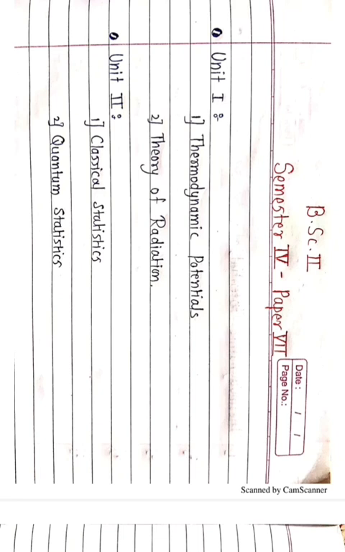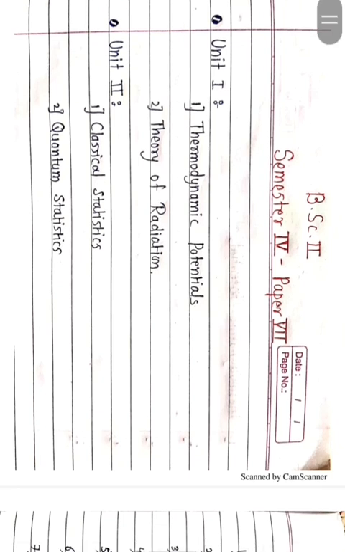In first unit, first topic is thermodynamic potentials and second one is theory of radiation. Then in unit second, first topic is classical statistics and second one is quantum statistics. From your syllabus, quantum statistics will be deleted. So, in this paper, we will study only 3 topics: thermodynamic potentials, theory of radiation, and classical statistics.